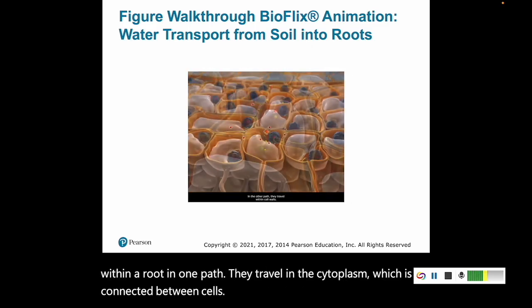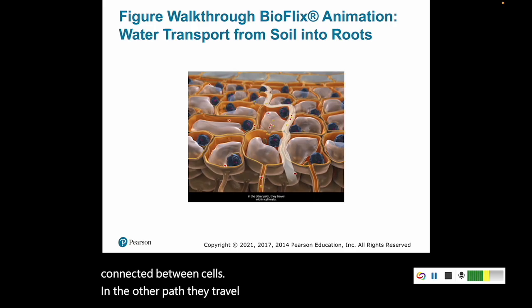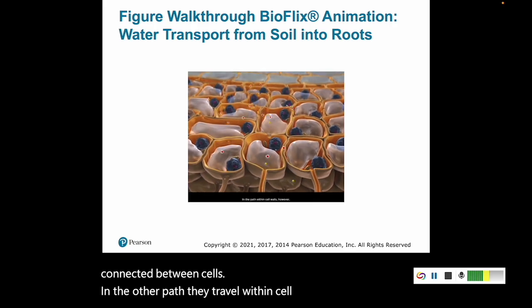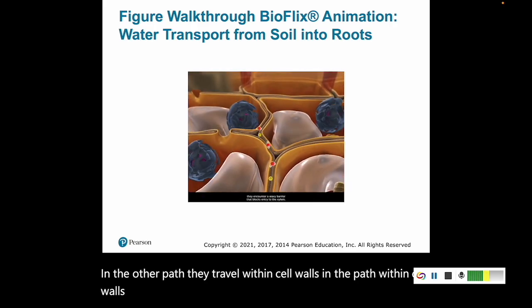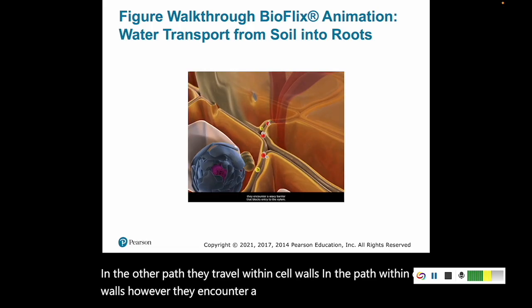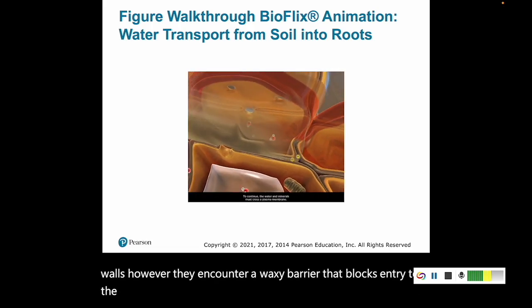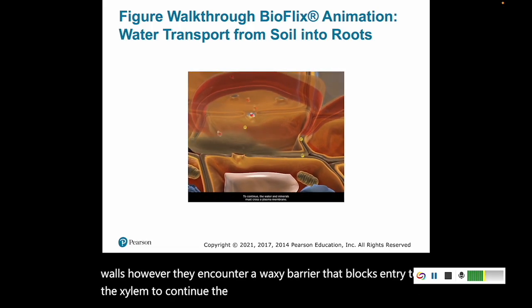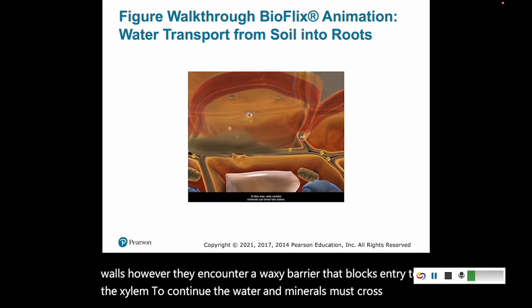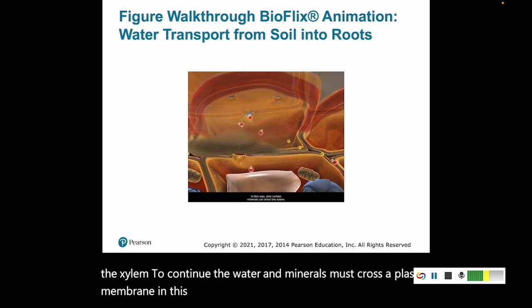In the other path, they travel within cell walls. In the path within cell walls, however, they encounter a waxy barrier that blocks entry to the xylem. To continue, the water and minerals must cross a plasma membrane. In this way, only certain minerals can enter the xylem.